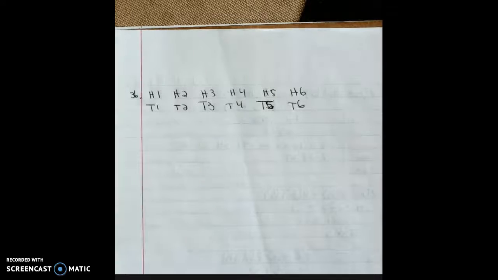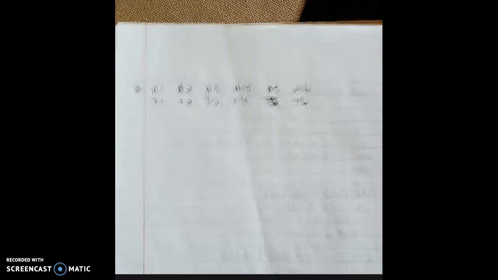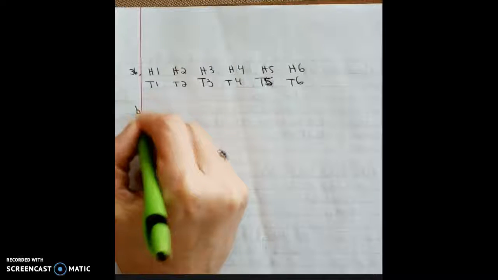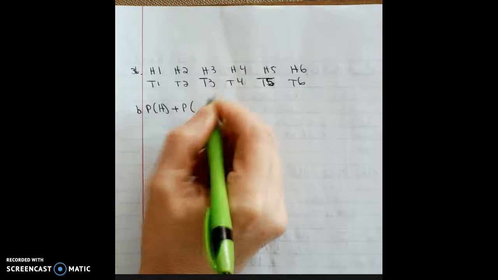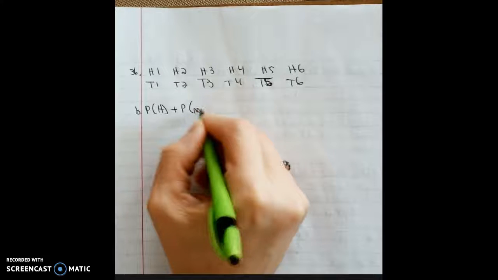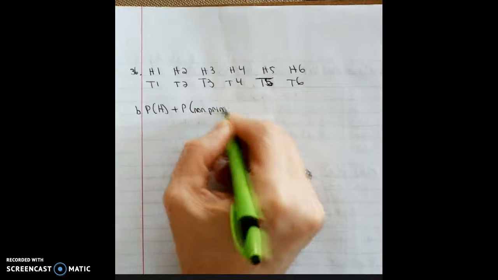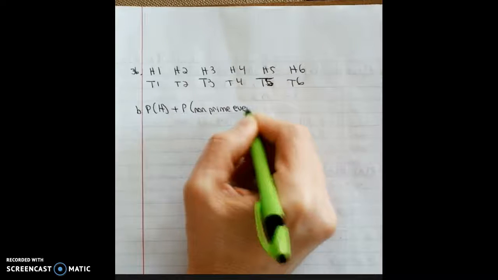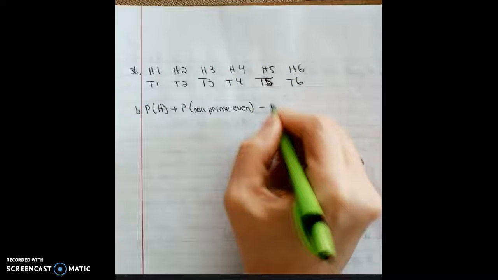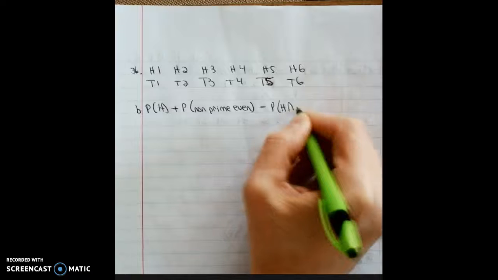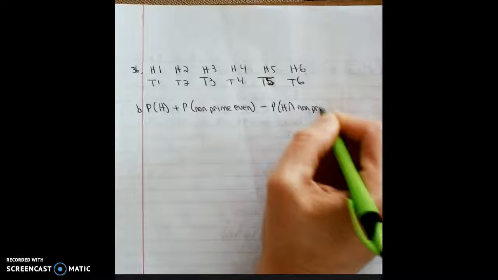Okay, question B. List the outcomes in the event the coin shows a head or the die shows a non-prime even number. So I want the probability of a head plus the probability of a non-prime number, but it has to be even. And then I'm going to subtract anytime I get a head and that non-prime even number.